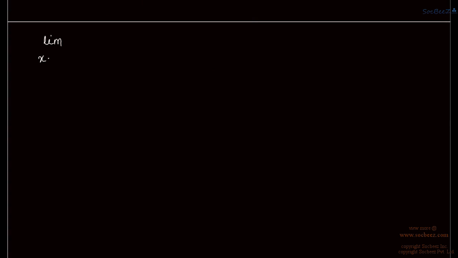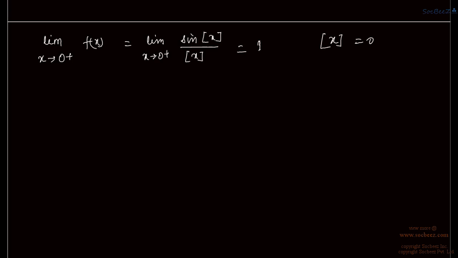First, we will be seeing limit x tends to 0 plus f(x), that is the right hand limit. If x is just greater than 0, then the greatest integer of x is 0 itself, right? So we have 0 by 0 form, so this limit is 1.